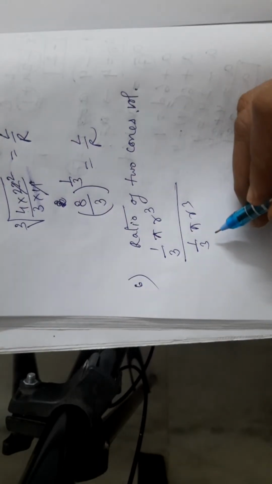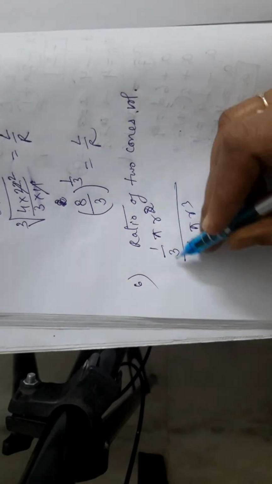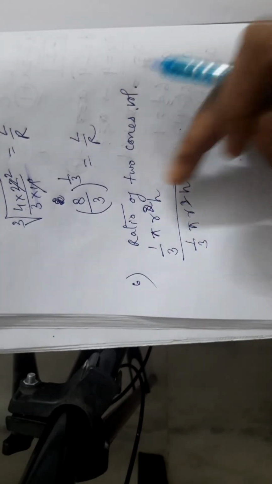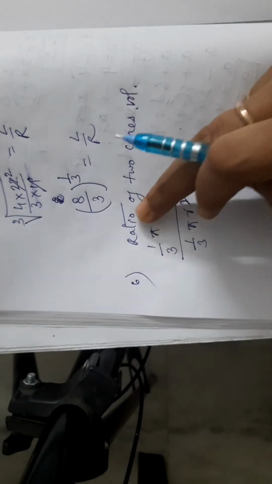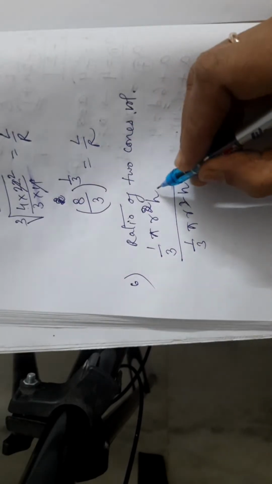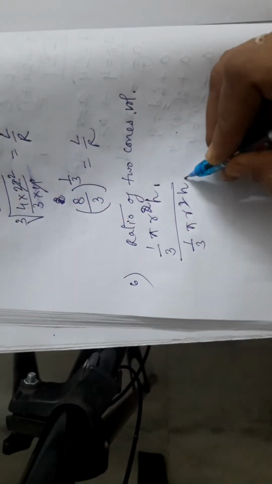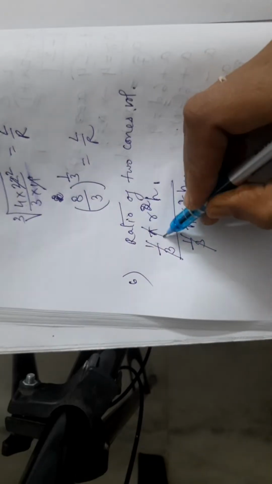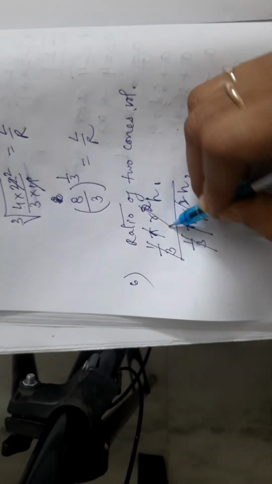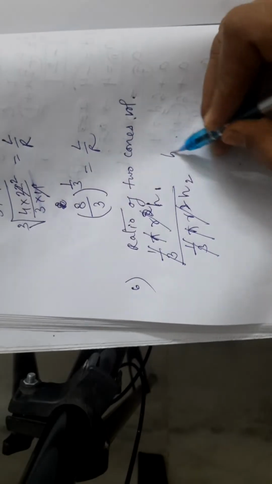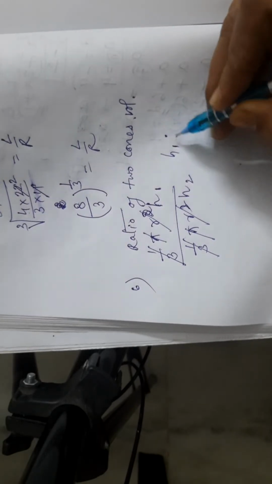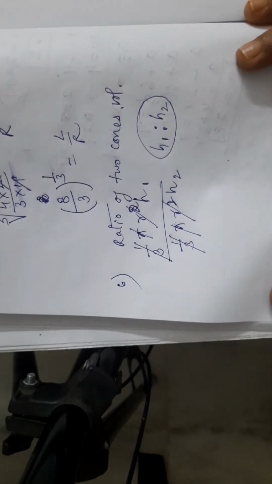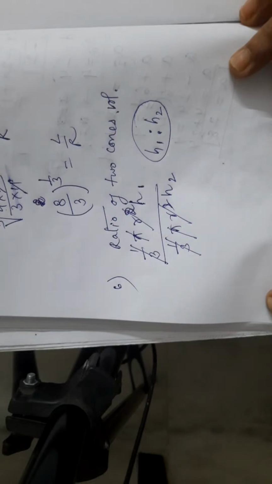So here the formula is 1 by 3 pi r square h, as the two cones have the same radius. Here h is not given as the same, so we'll consider these to be h1 and h2. 1 by 3 will get cancelled, pi will get cancelled, and as the radius is same, radius square will also get cancelled. Thus the ratio of their heights will be the final answer. The ratio of their volumes is equal to the ratio of their heights.